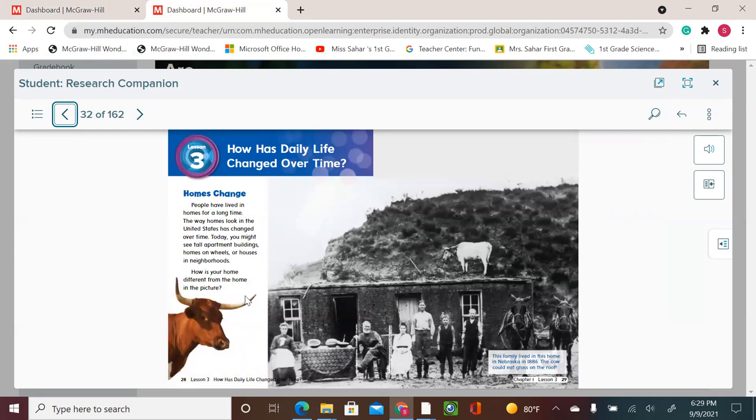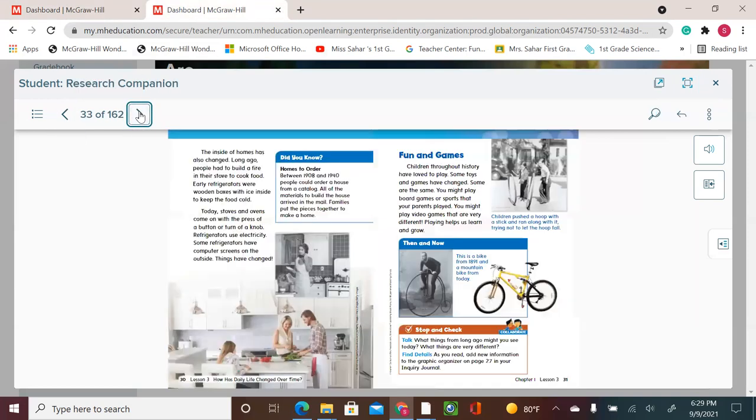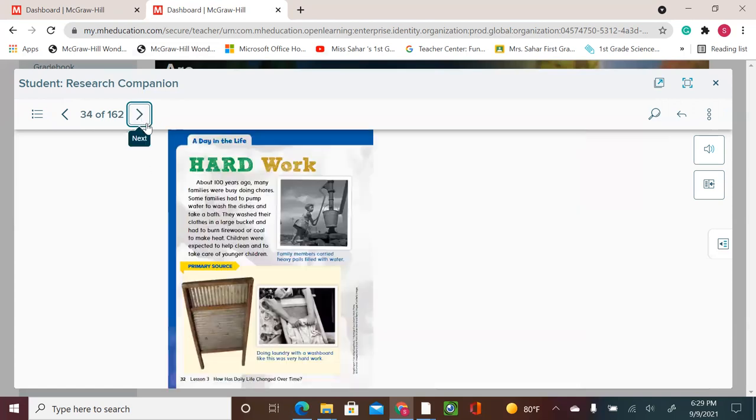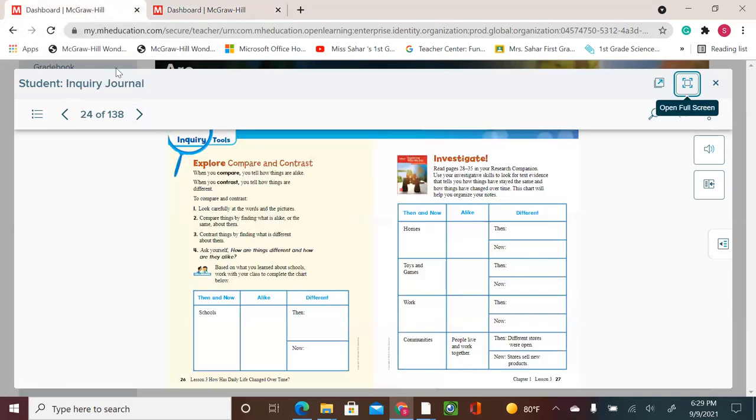So as you see here, homes have the same windows and doors. This is something they have in common, but there are differences. For example, the kitchen, as you see indoors here, is big and has all the equipment, all the appliances that we use. But before, they just had manual tools and had to do things by themselves.